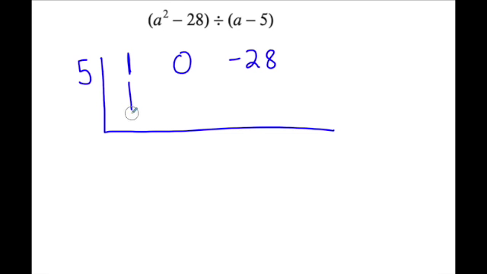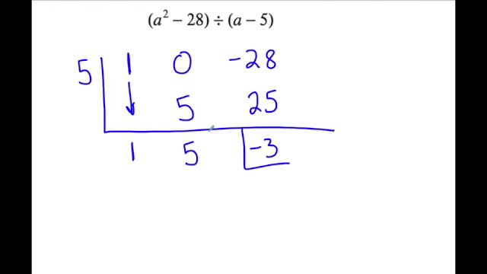So we bring down the 1, gives me 1. 1 times 5 is 5. 0 plus 5 is 5. 5 times 5 is 25. -28 plus 25 is -3.